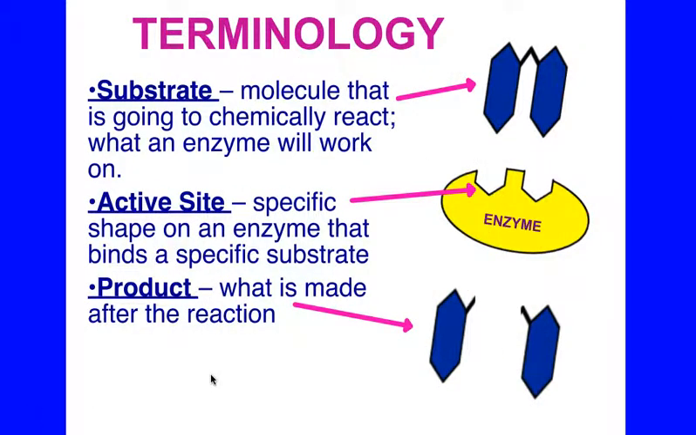So there are some terms that we need to look at with enzymes as well. The first term is substrate. The substrate is basically the molecule that our enzyme is going to work with. Of course, we have our enzyme, and on our enzyme there's a specific location where our substrate will combine or attach, and that's called the active site. And then our product is what we're going to make at the end of our reaction. So our enzyme is going to give us a product.